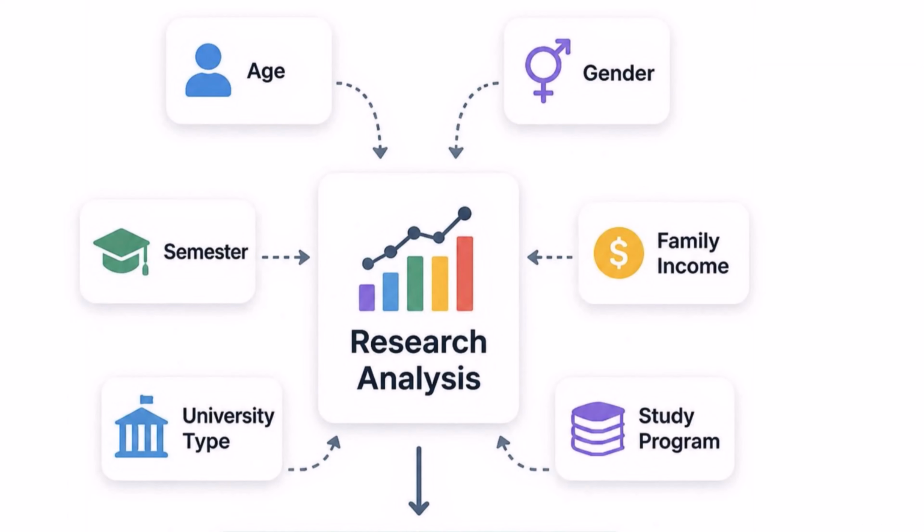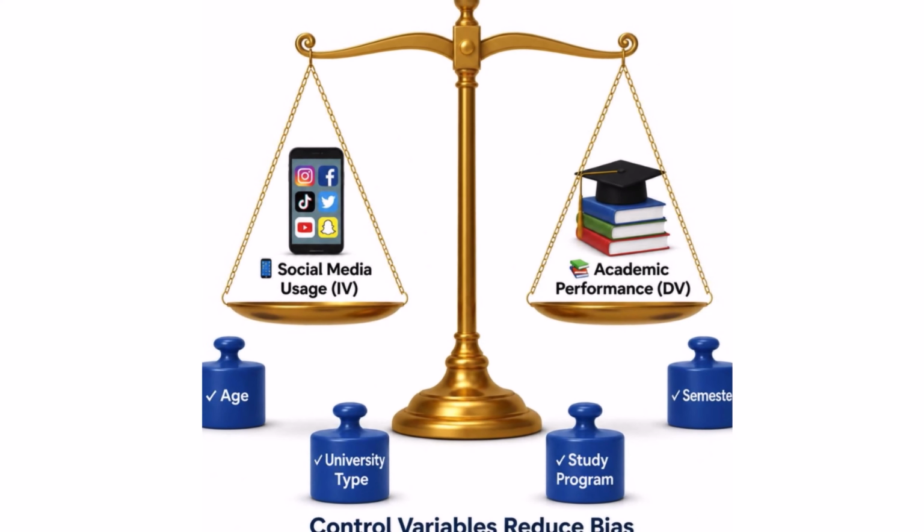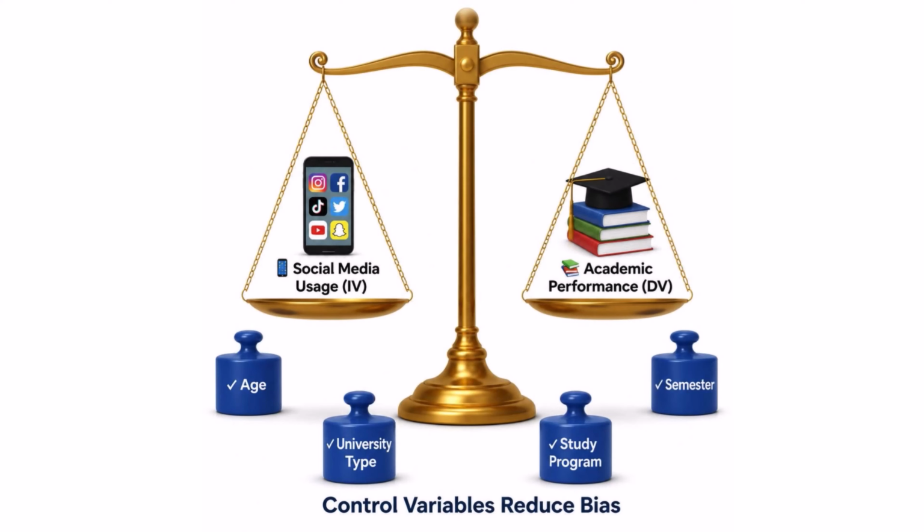Step 6. Find control variables. Control variables are factors you keep constant during analysis. Examples include age, gender, semester, family income, university type, study program. These variables help reduce bias in your results.